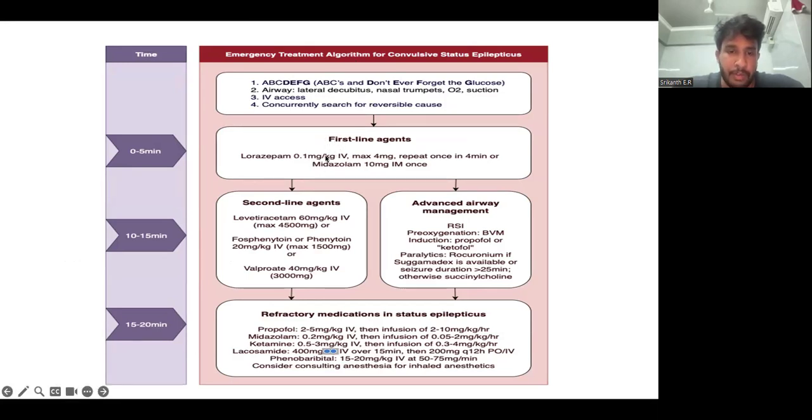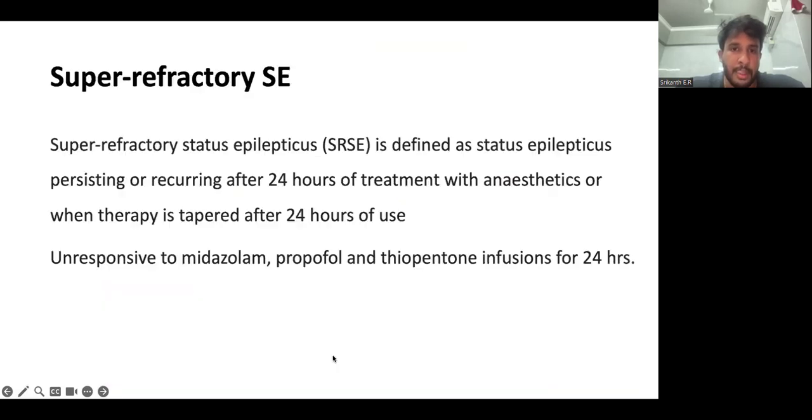So within the first 5 minutes of ED arrival, you will give your benzodiazepine, and then the second line agent will be given along with it, either levetiracetam, fosphenytoin, or valproate. And then you can consider RSI at this point, if the patient is requiring anesthetic medications like propofol, midazolam, ketamine, or lacosamide, whichever you're using.